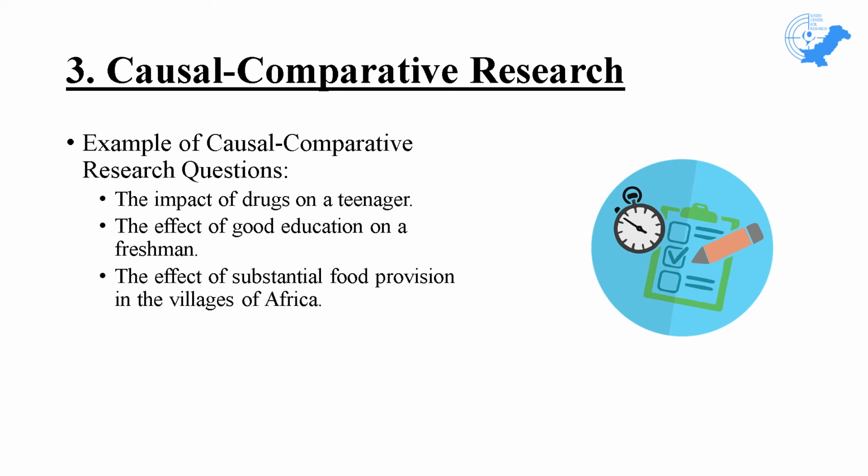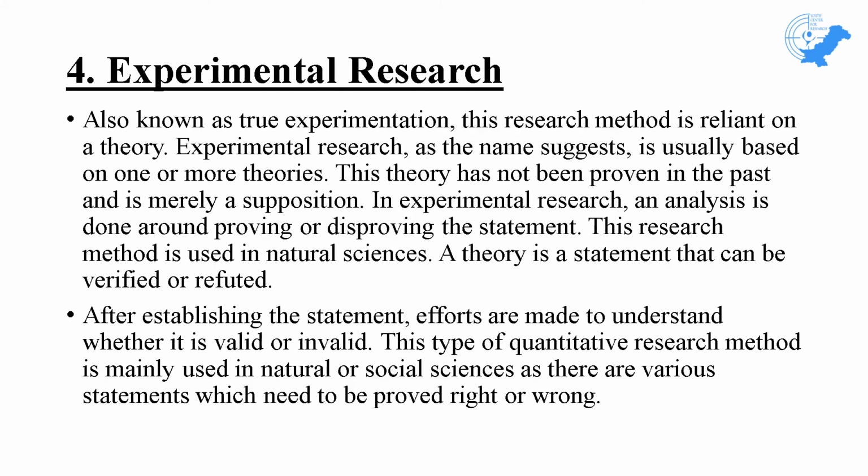Now moving towards the last study design, that is experimental research, also known as true experimentation. This research method is reliant on a theory. Experimental research, as the name suggests, is usually based on one or more theories. This theory has not been proven in the past and is merely a supposition. In experimental research, an analysis is done around proving or disproving the statement. This research method is used in natural sciences.